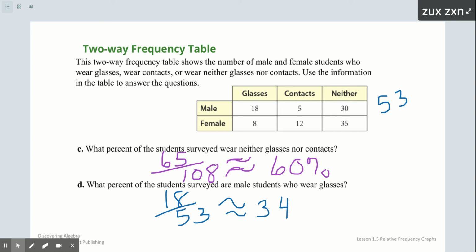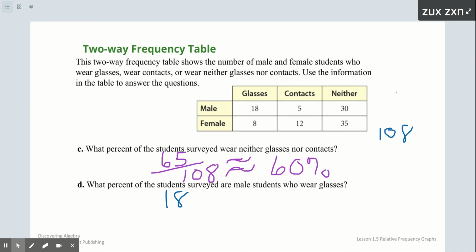I made a mistake on that. I did not read that question correctly. Let me back up. That would be what percent of male students wear glasses, but that's not what the question asks. The question asks, what percent of students surveyed are male students who wear glasses? So this number doesn't matter. We need the 108 again.